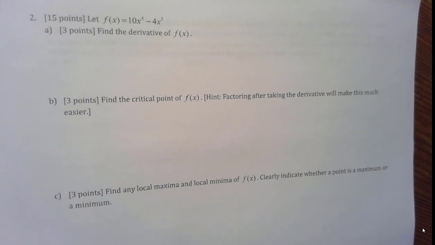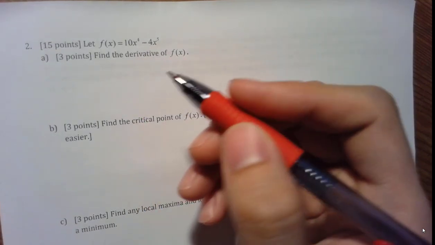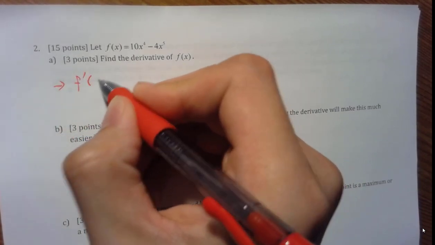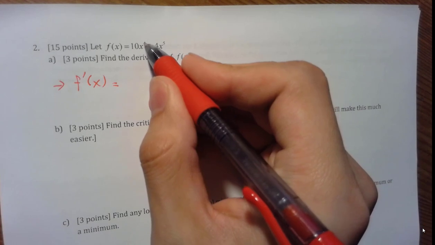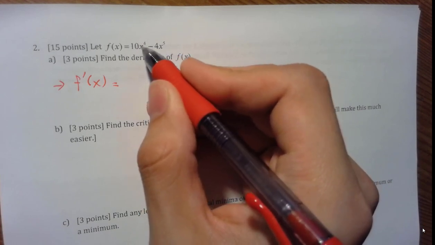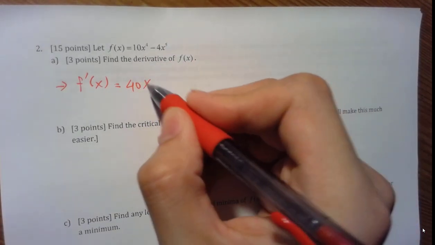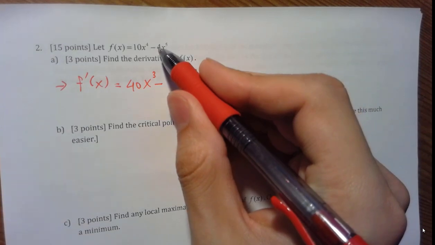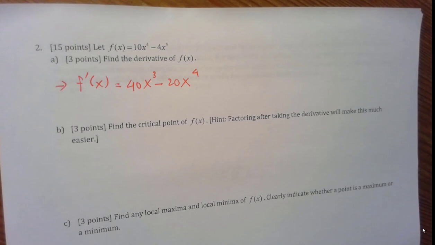This is easy. This is just using the power rule, because these are all power functions. So f prime of x, using the power rule: I bring the 4 down to 10, 10 times 4 is 40, and subtract 1 from 4, that becomes 3. Minus 5, bring down the 4, 5 times 4 is 20, subtract 1 from that, and that becomes 4.